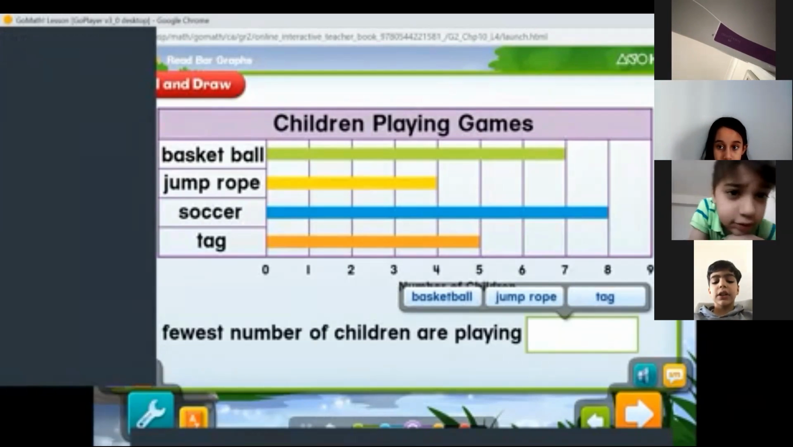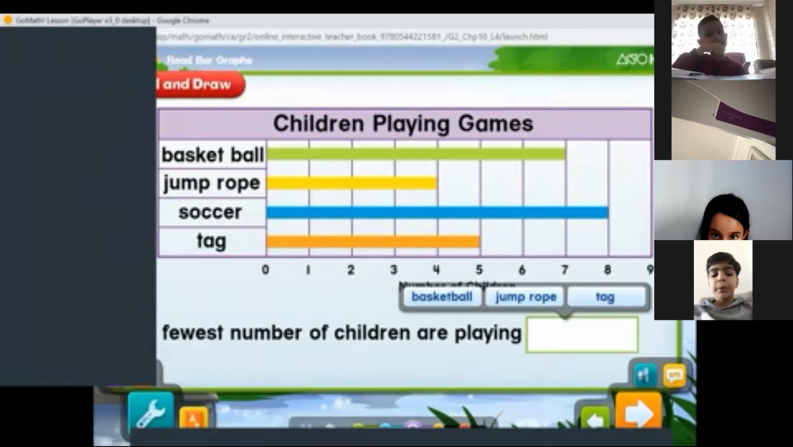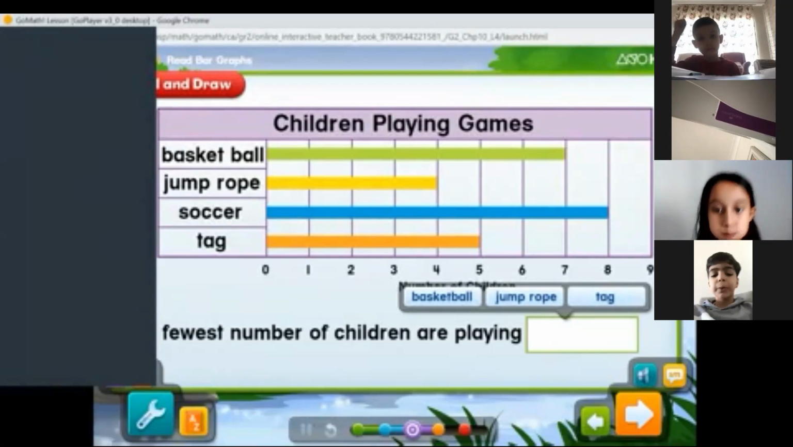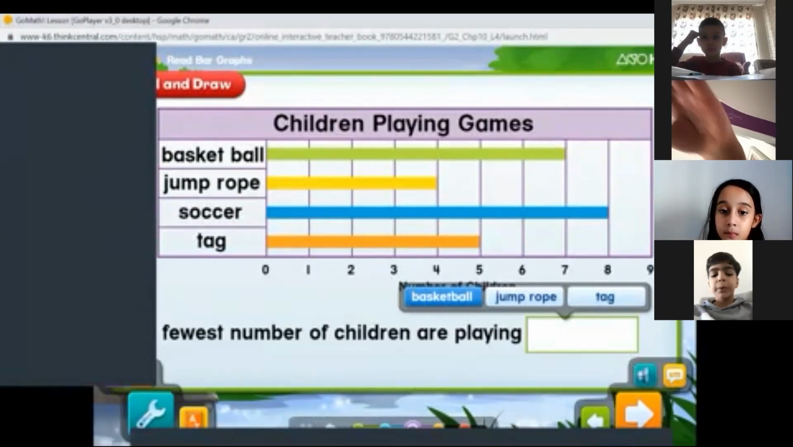Ahmed, which one? The fewest number of children are playing which game? Jump rope. Basketball. Very good. Jump rope. How do you see it? You can see the shortest line, okay?